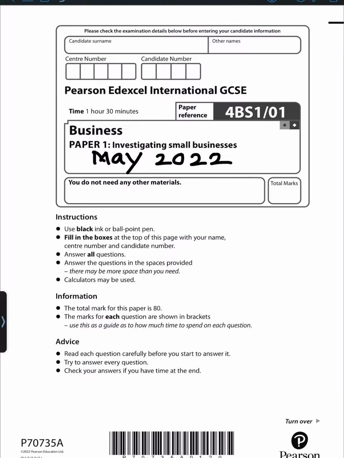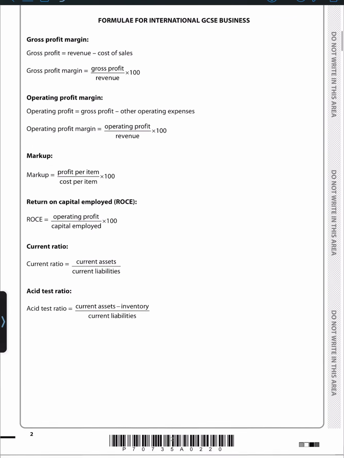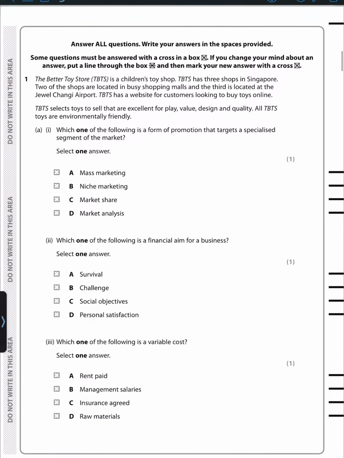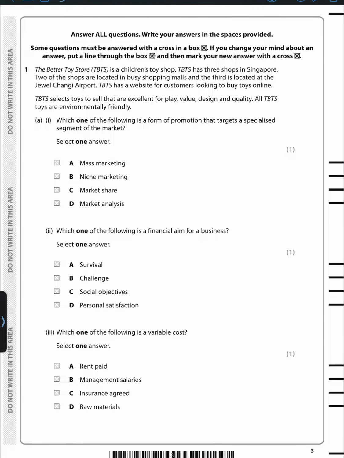Today we're going to solve the May 2022 Business Paper 1, Section A only, and then we're going to keep solving Section B and Section C. So let's get started. So first part is number 1, your MCQ, and then we have 4 questions in this paper. So we're just going to solve number 1.